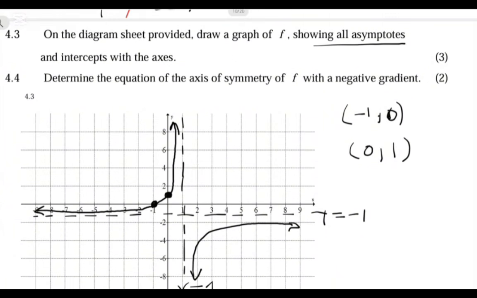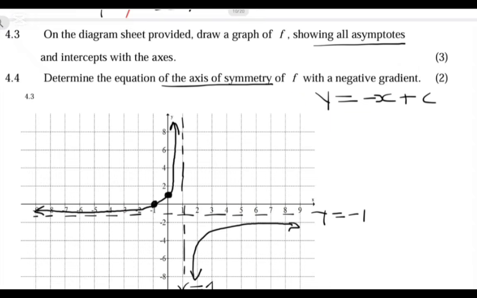So 4.4 says determine the equation of the axis of symmetry of f with the negative gradient. Guys, hopefully by now you know this. If you don't know this, I also made a playlist in grade 10 about this kind of stuff. So when we're looking for the equation of the axis of symmetry of negative gradient, we're going to use this equation, which is y = -x + c.